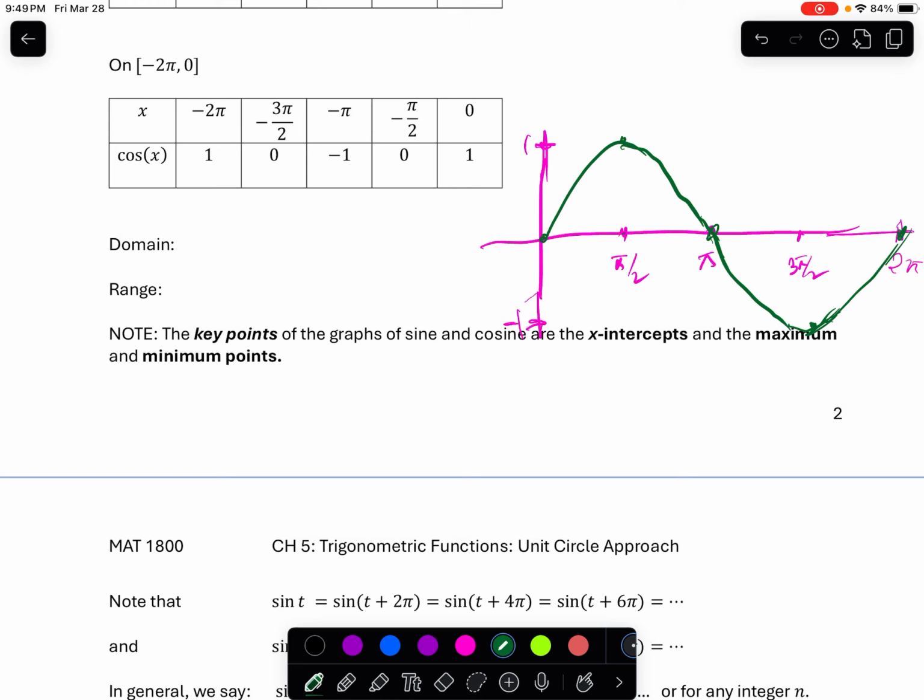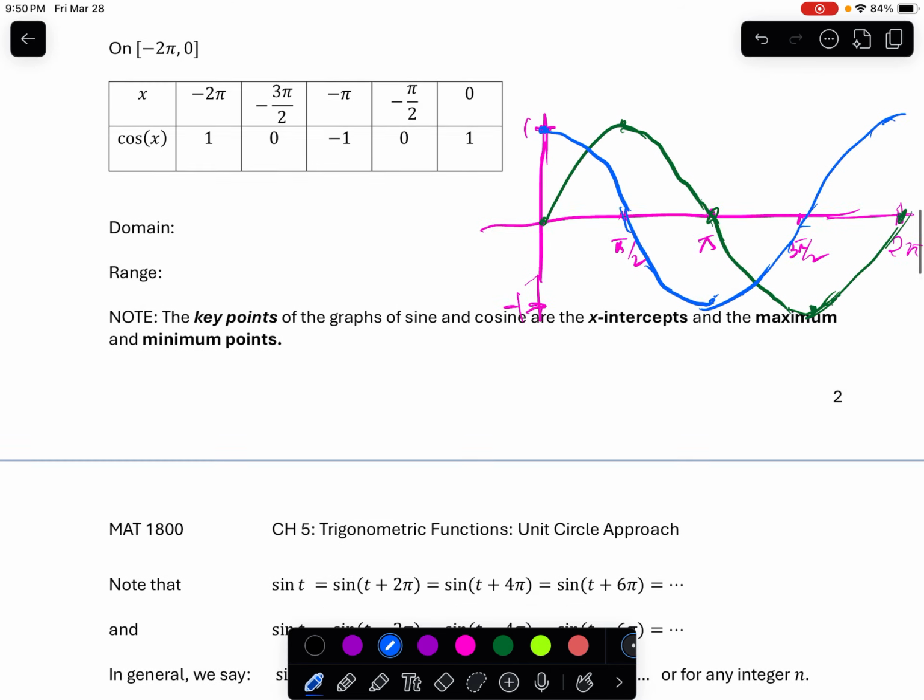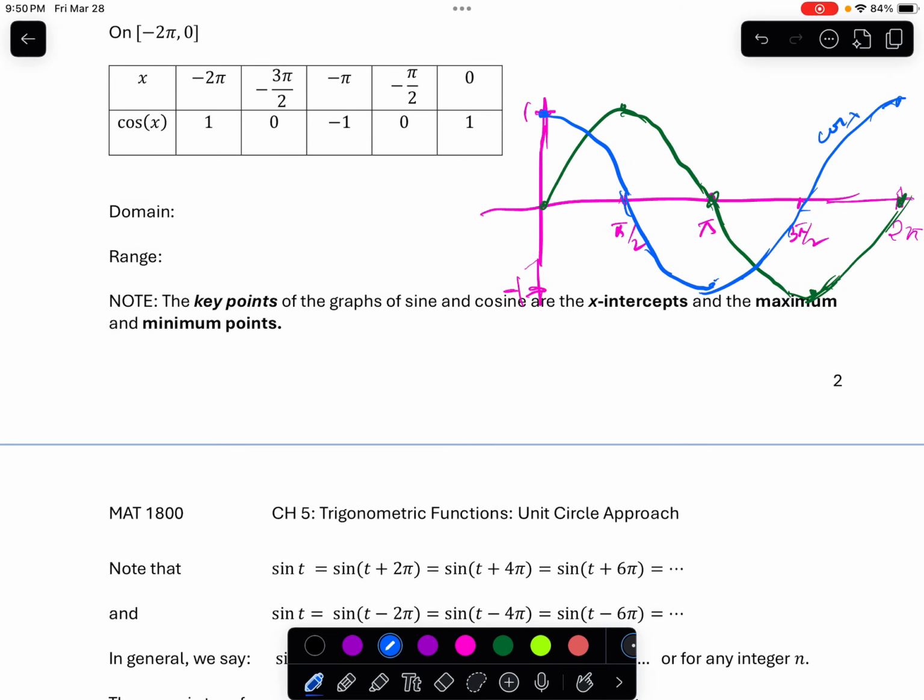And if it's a cosine, you will start at 1 here, concave down, and go to 0 at pi over 2. Not like a circle, but more like a parabola. At pi, it will be negative 1. At 3 pi over 2, it will be 0. And then at 2 pi it will be 1. So that will be the cosine. So this is the cosine of x, and the green one is the sine of x. So I showed you on the same axes as well.